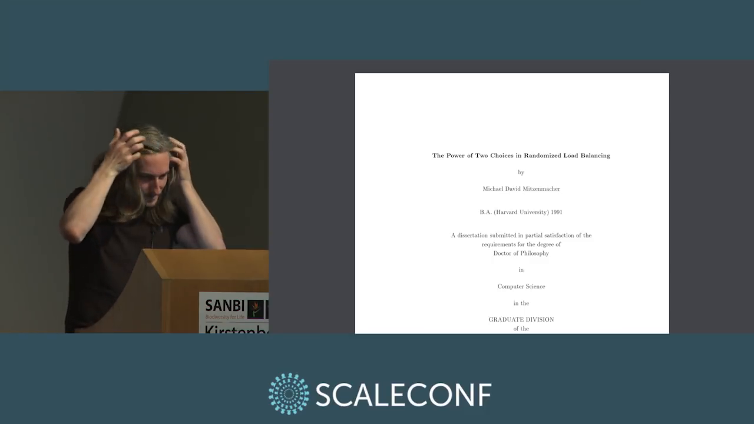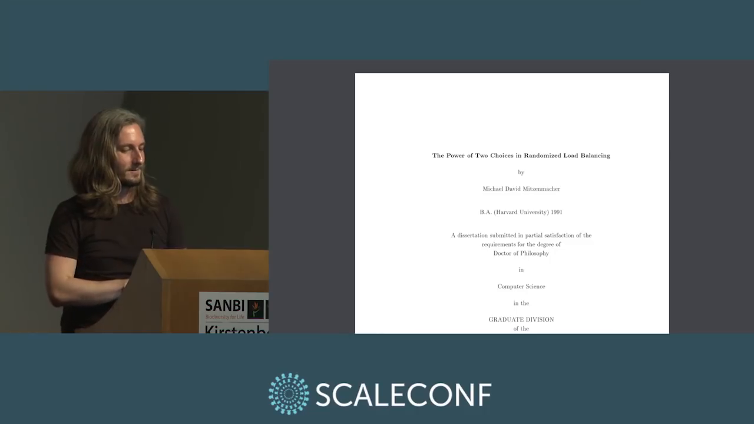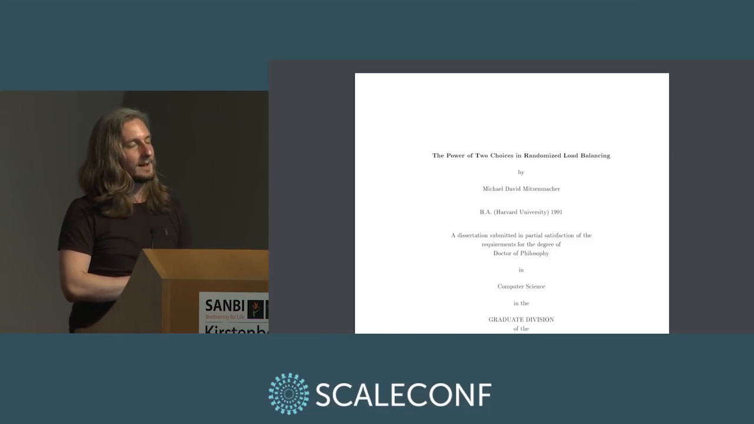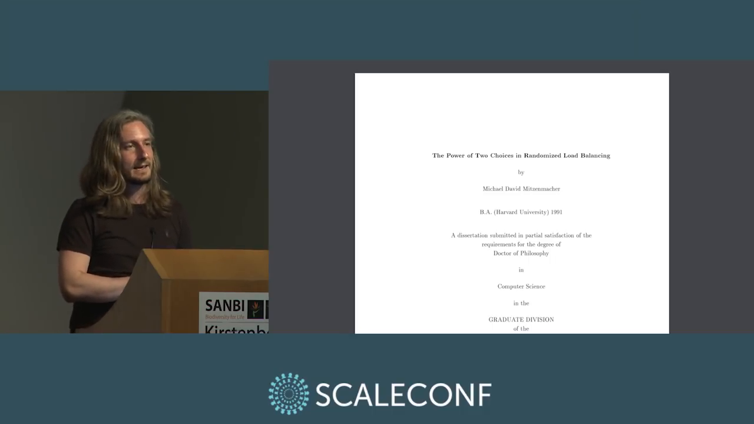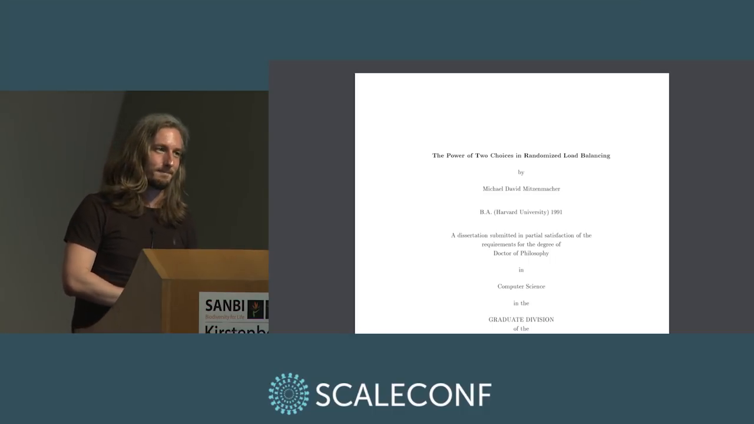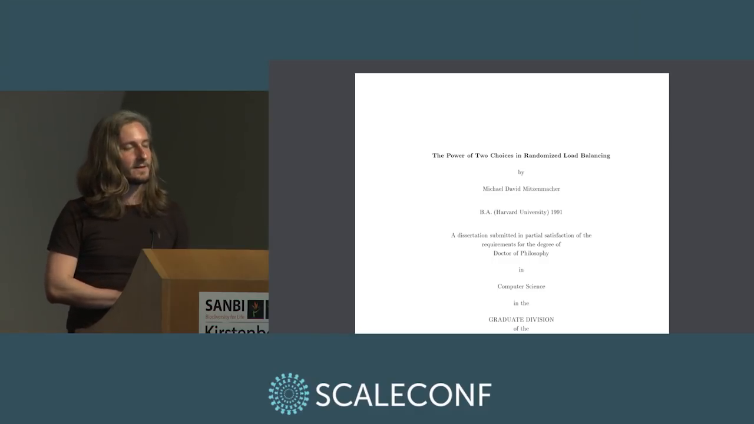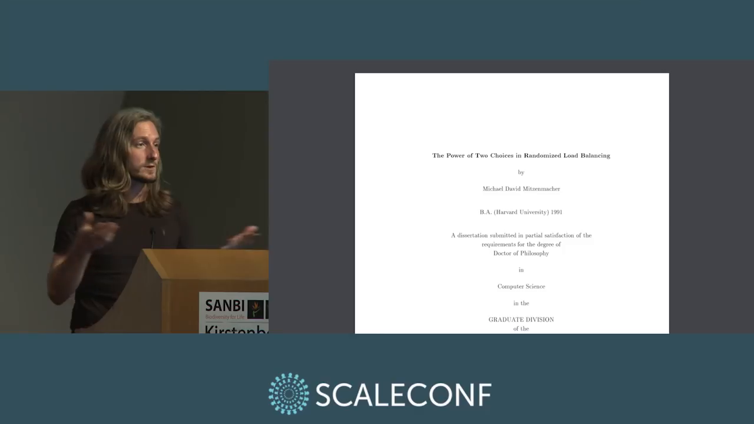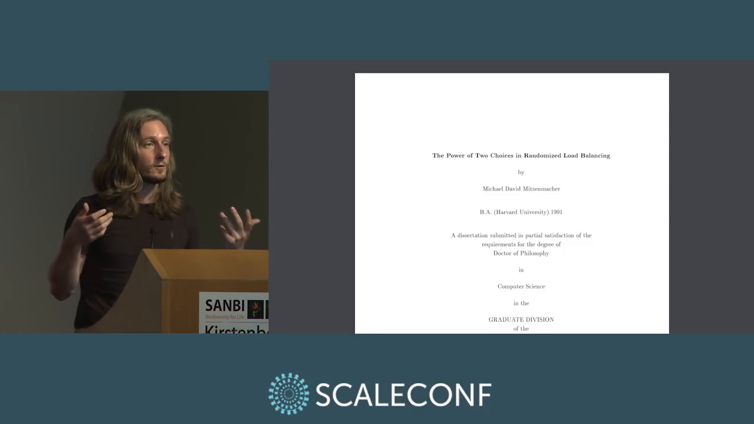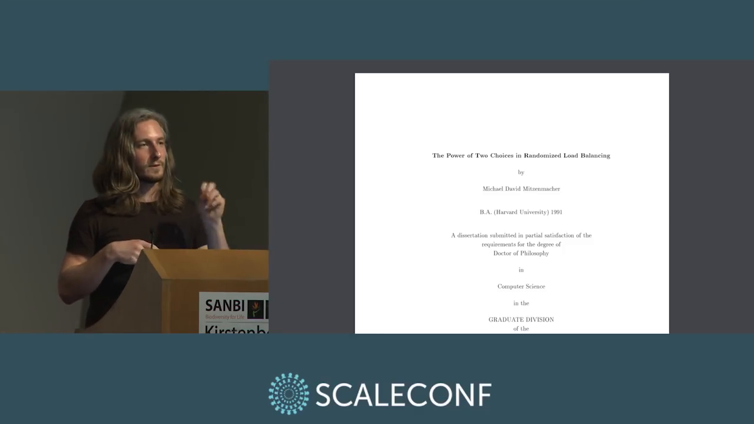What he describes in this paper is an attempt at doing join shortest queue, or something similar to it, but by adding in a randomization factor. So instead of just sharing that information between the servers and then using it and assuming it's correct, what we do instead is we do this in two steps.